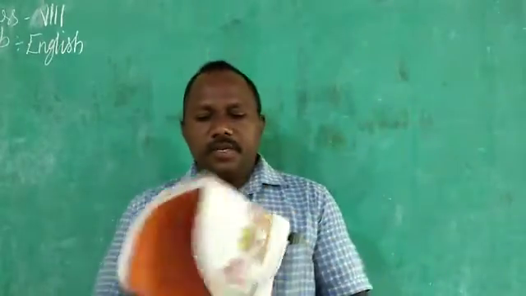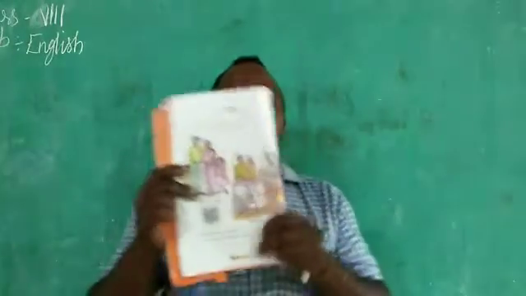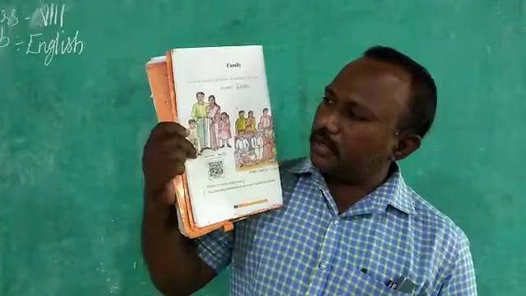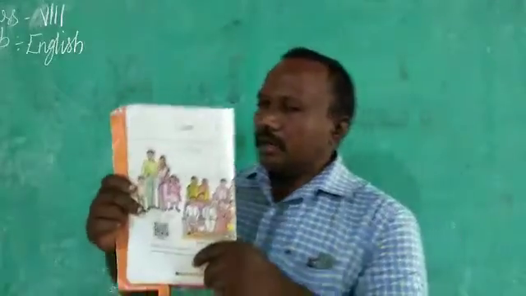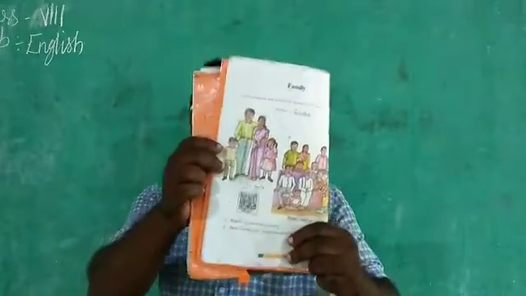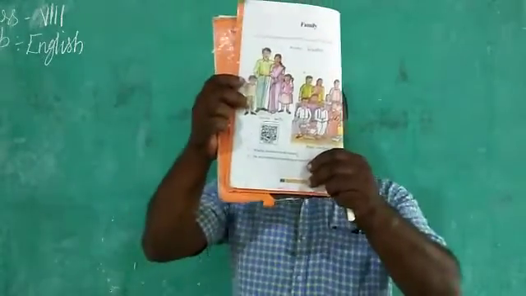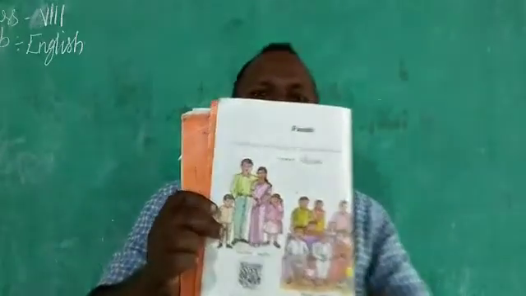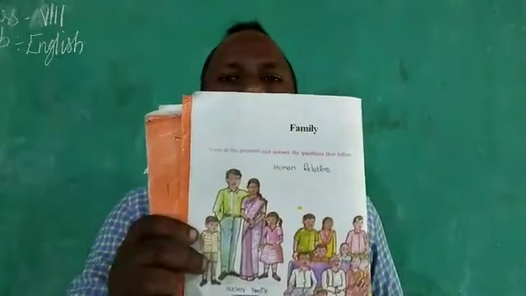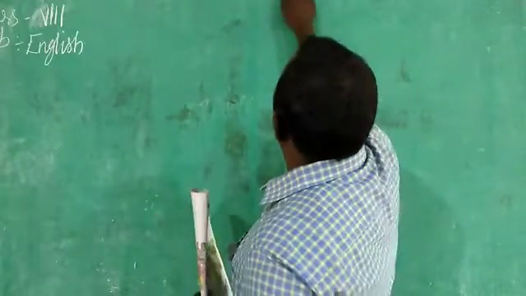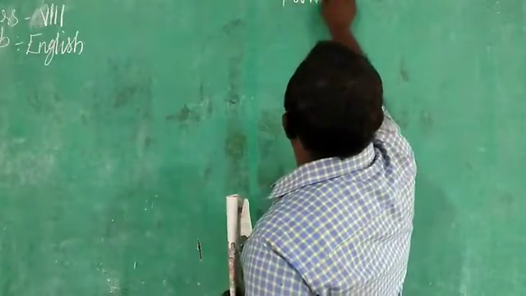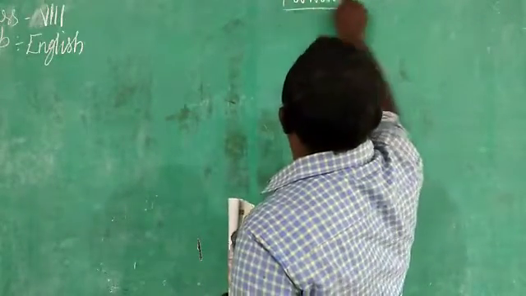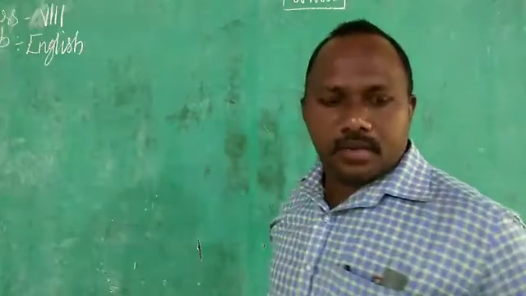If you can see it here, you can see a picture here, children. Can you see the picture? Can you see it, children? Right. So you can see here it's written family.